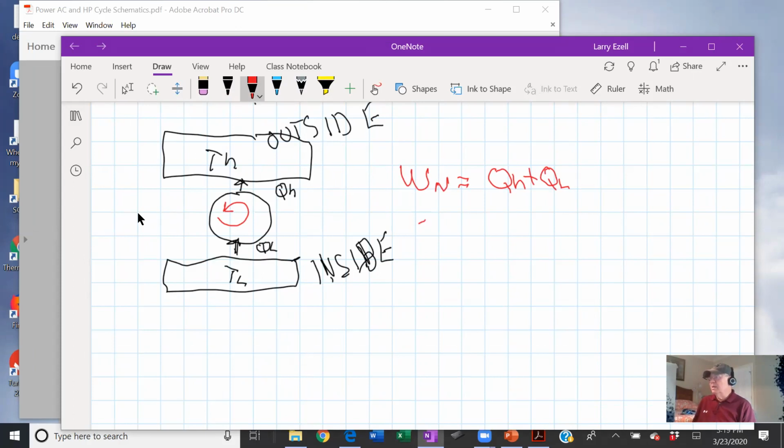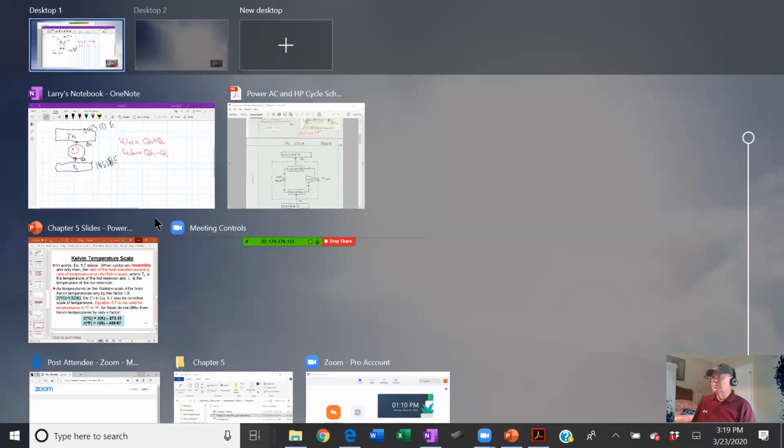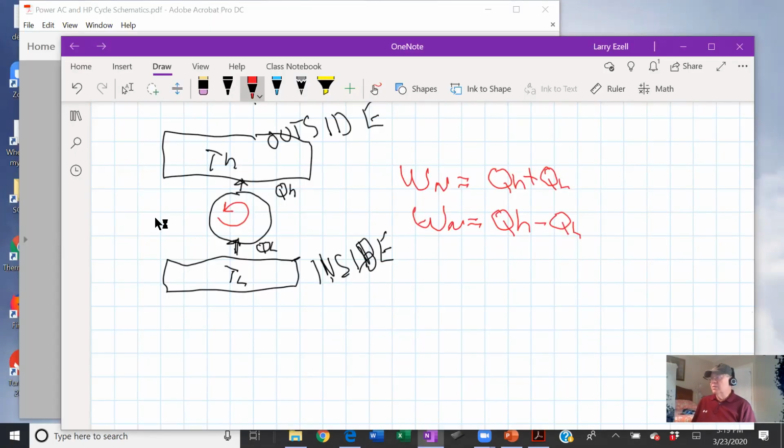He does it, I believe now, as QH minus QL. He just goes ahead and puts a minus sign. But you work a few out and you'll see it. And he draws the work arrow. I got to disable gestures and I don't know how to do that yet. Work is going into the system.